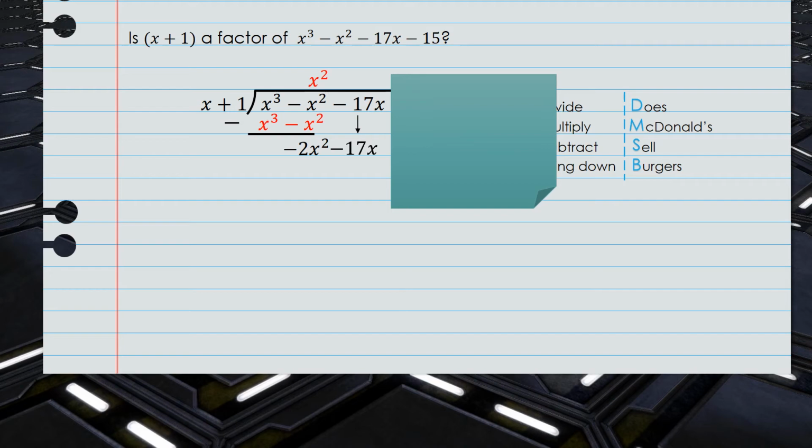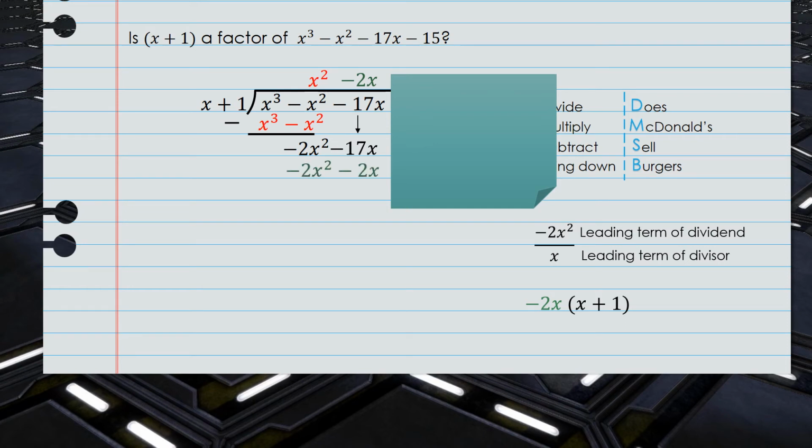And we do the steps again. The divide means we divide our leading terms, which means we're looking at negative 2x squared divided by x. That gives us a negative 2x. So we've done the division. Now we're ready for multiplication. Multiplication will be the negative 2x times the x plus 1, which means we will need to distribute. Negative 2x times x and negative 2x times 1. Well, that gives us negative 2x squared minus 2x.